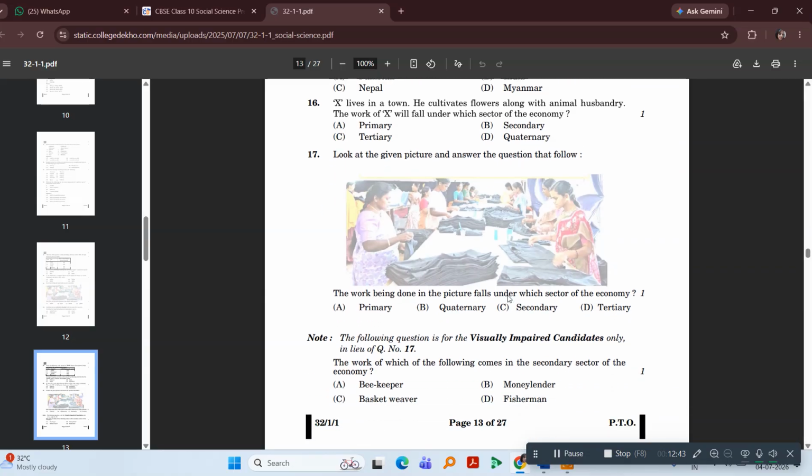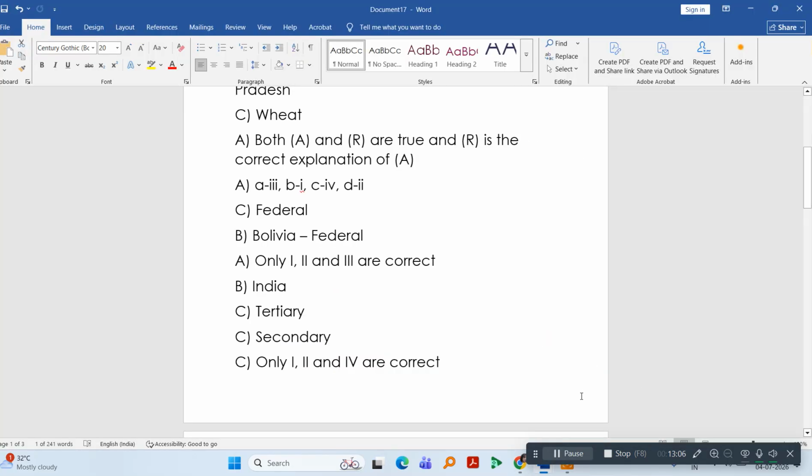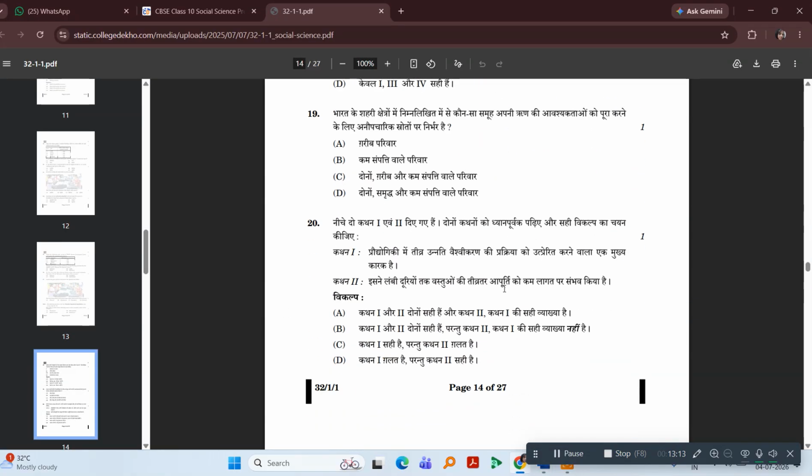Let's do the 17th one. Look at the following picture and answer the question that follows. Have a look at this picture carefully. The work being done in the picture falls under which sector of the economy? Is it A, primary, B, quaternary, C, secondary, or D, tertiary? As far as I am concerned, secondary is the correct option, option C.